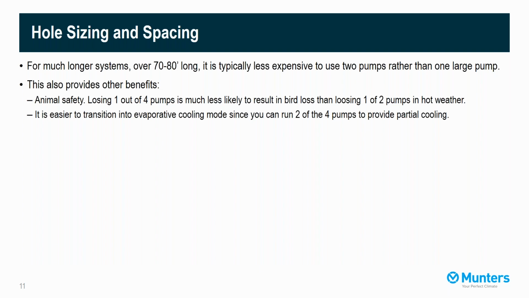And for much longer systems, 70 to 80 feet long, it's typically less expensive to use 2 pumps rather than 1 large pump, both for initial cost, but also it provides other benefits like animal safety. Losing 1 out of 4 pumps would be much better than losing 1 of 2 pumps in hot weather. It's also easier to transition into evaporative cooling mode, since you can run 2 pumps instead of 4, providing partial cooling.